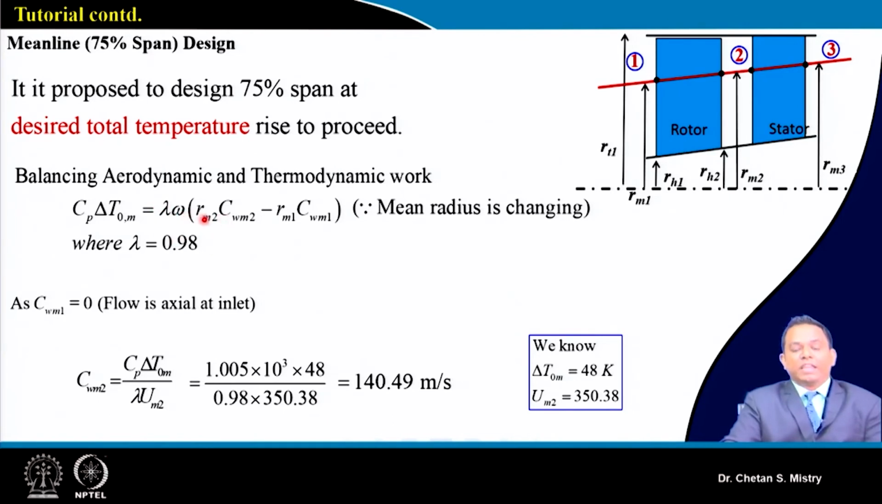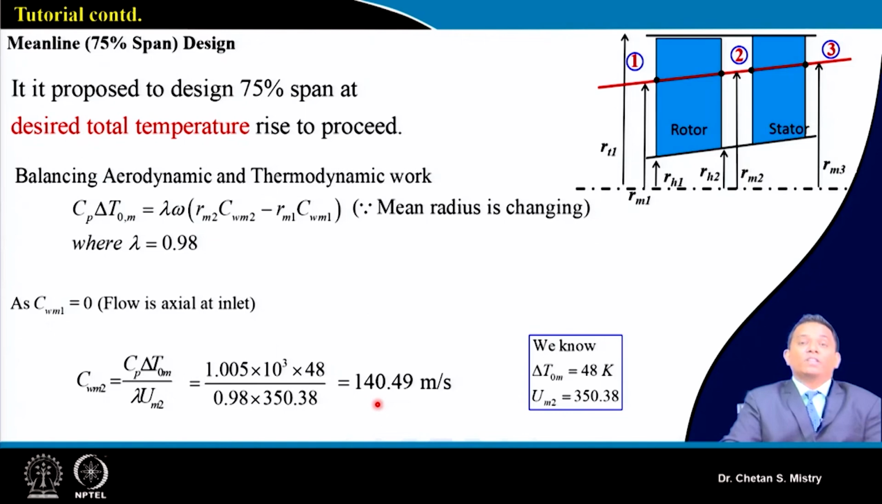This is what we can say in the sense of changing the equation, because my radius is changing at the entry as well as at the exit. So we need to be very careful here. Now this Cw1 we are taking to be 0. So in this case, you can calculate the whirl component at the exit, or at station 2, and it is coming as 140.49 meter per second.